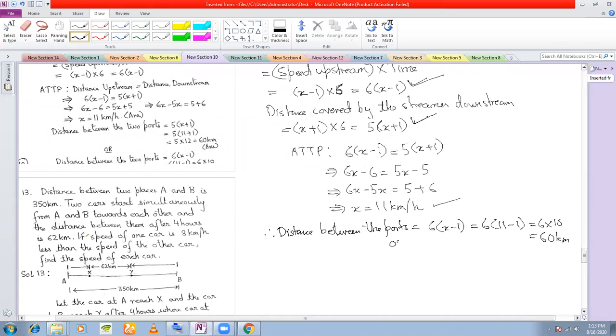Either this way, or you can put it in the other expression also. Distance between the ports, instead of putting it in 6 times x minus 1, you can put it here also: 5 times x plus 1, 5 times 11 plus 1, 5 into 12, which is 60 kilometers. Okay. Any questions in this problem?